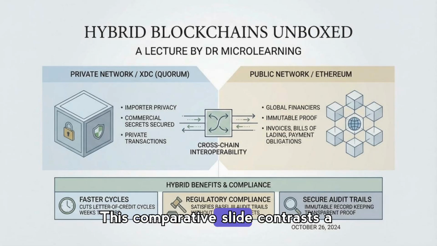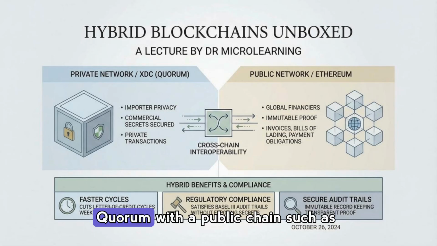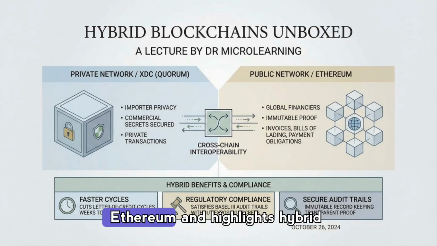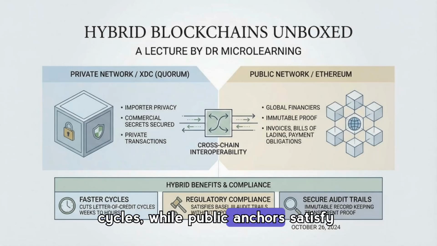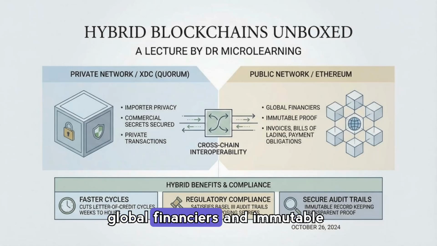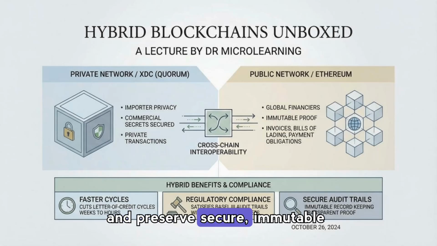This comparative slide contrasts a private network like XDC or Quorum with a public chain such as Ethereum and highlights hybrid benefits. Private lanes secure commercial secrets and speed up cycles, while public anchors satisfy global financiers and immutable proof needs. By combining both, organizations can reduce settlement times, meet regulatory audit trails, and preserve secure, immutable records for compliance.